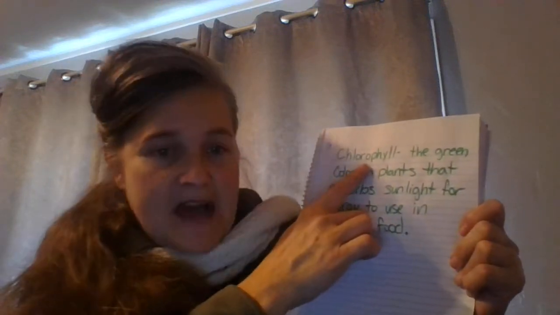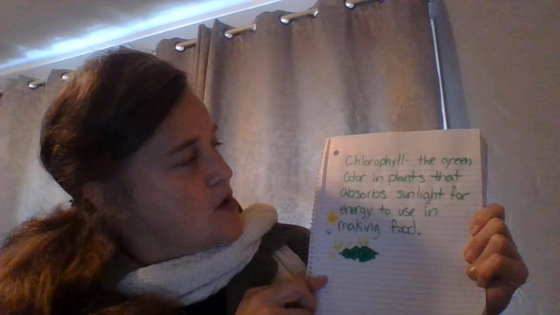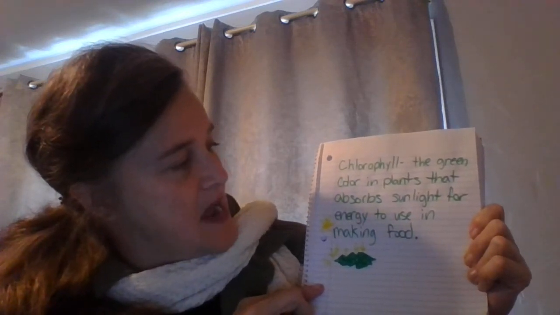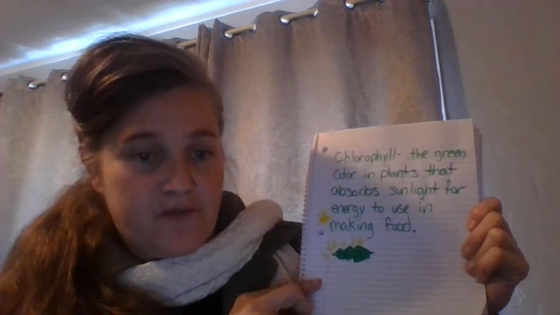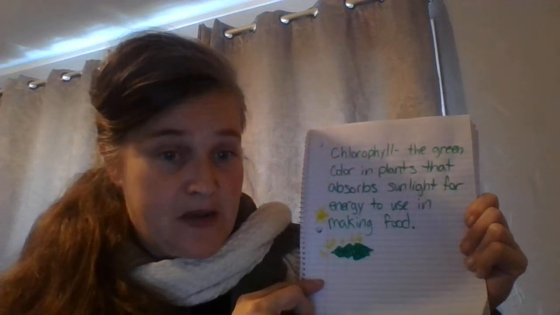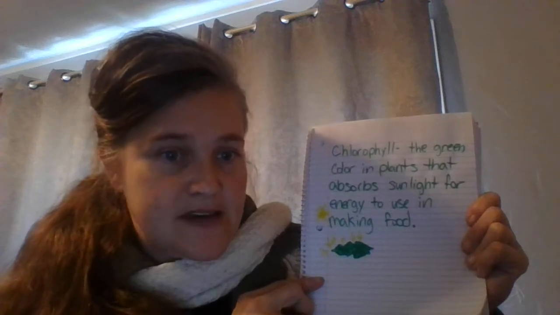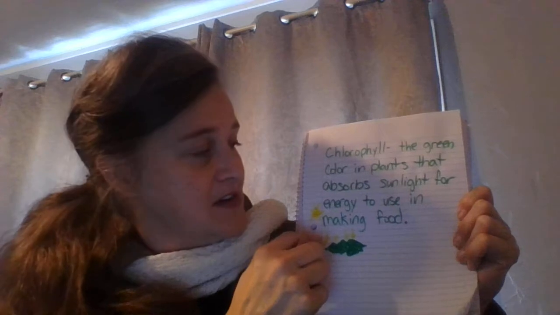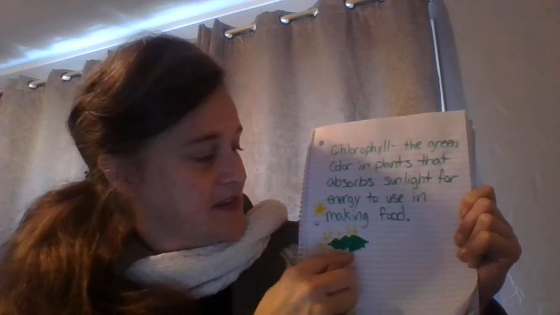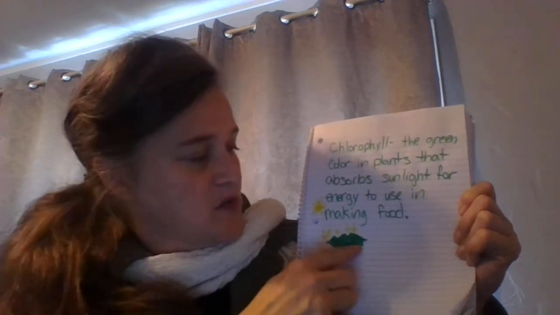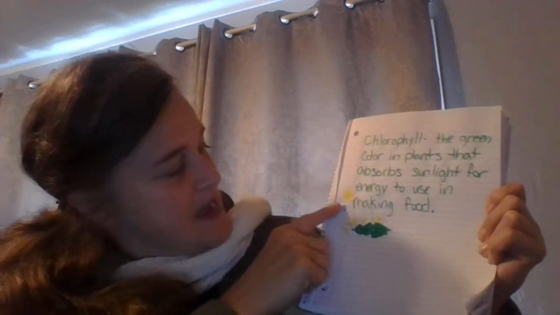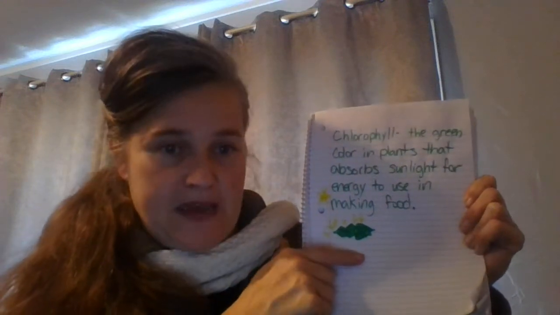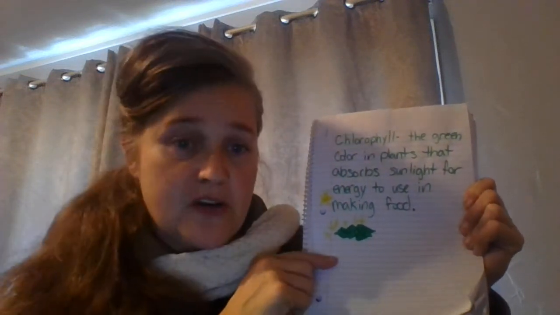And then my last vocabulary word is chlorophyll. That is the green color in plants that absorbs sunlight for energy to use in making food. So that process we talked about just a minute ago, that vocabulary, photosynthesis. Chlorophyll is what absorbs the sunlight so that we can have photosynthesis. And chlorophyll is the green that you see in plants, their leaves, their stems. And so I have the green leaf here. Mrs. Ake is not an artist, but this is for me. This is so that I can remember. And I want you to do the same thing.